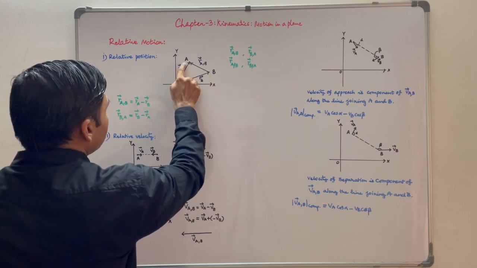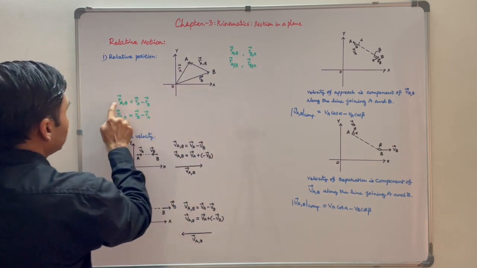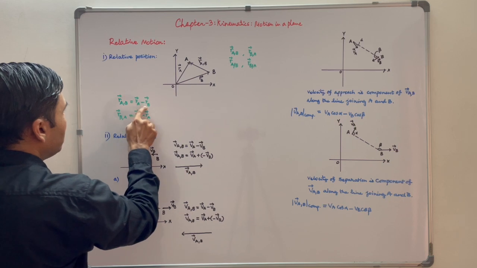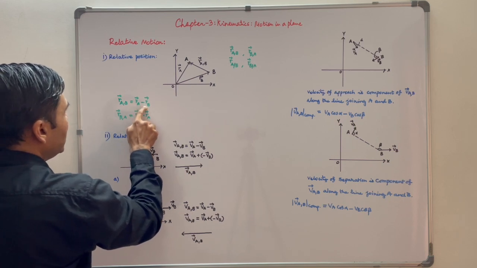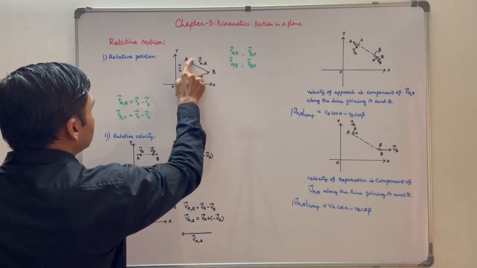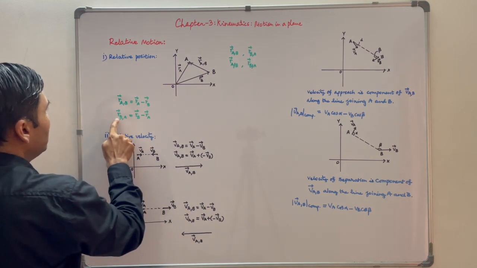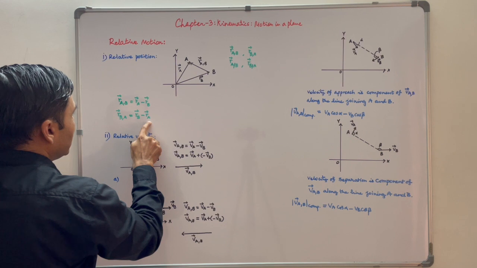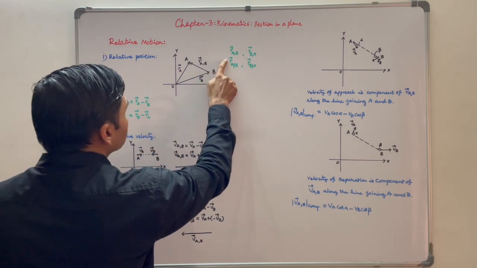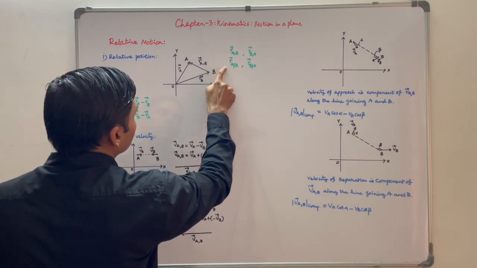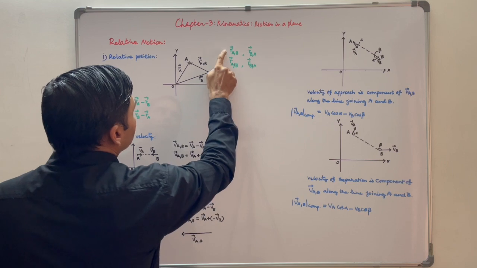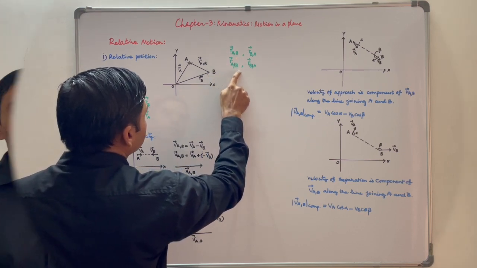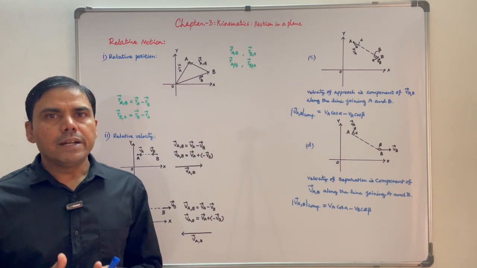Then position of A with respect to B is given by vector RA,B, and that is equal to vector RA minus vector RB. Similarly, position of B with respect to A is given by vector RB,A, and that is equal to vector RB minus vector RA. Relative position can be represented in either of these two ways, as vector R A,B or vector R A/B.